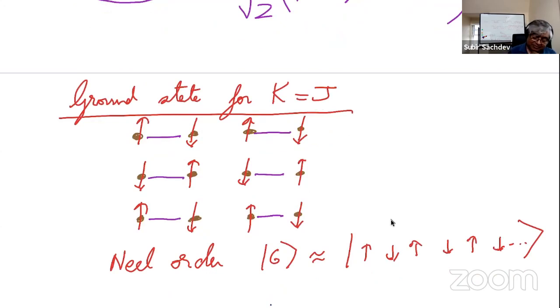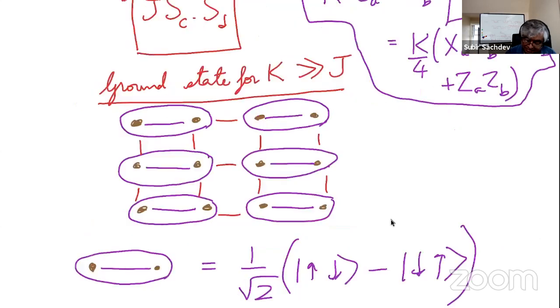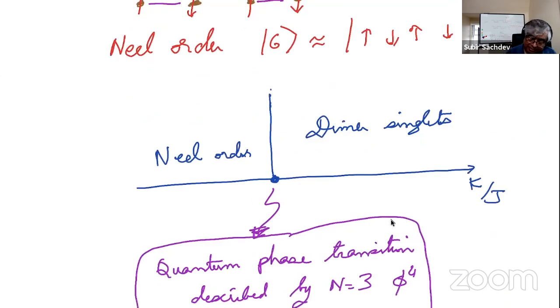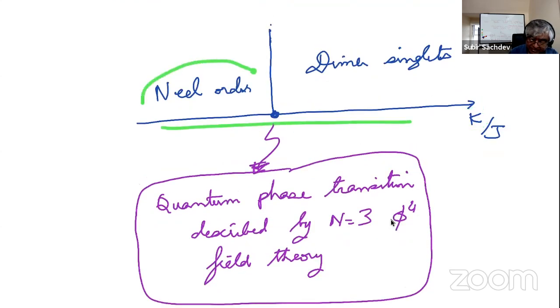On the other hand, when K equals J, well, that's the square lattice model. And for that model, it's known that the spins actually polarize and form what's called the Néel state, where half of them are up and the other half are down. So this would be the ground state, something like up, down, up, down on this checkerboard pattern. It's not really in the readings, but we won't need this very much. But it turns out that as you vary the ratio K over J, I'm just giving this to you for information, there's a quantum phase transition from the Néel state to the dimer state. And this phase transition is again described by this n equals 3, our favorite phi-fourth field theory.